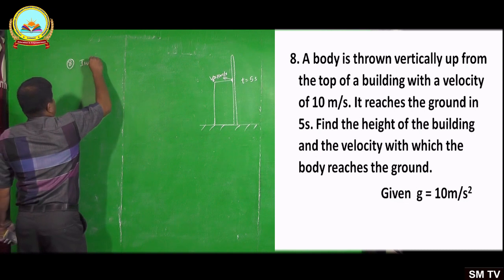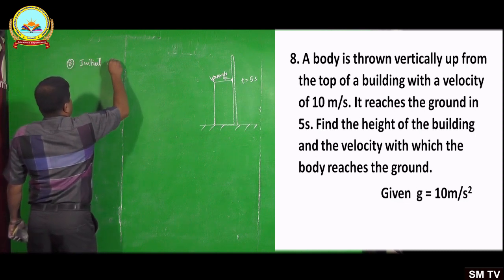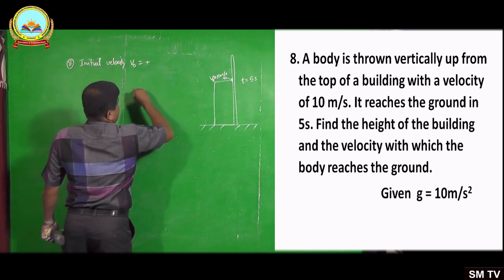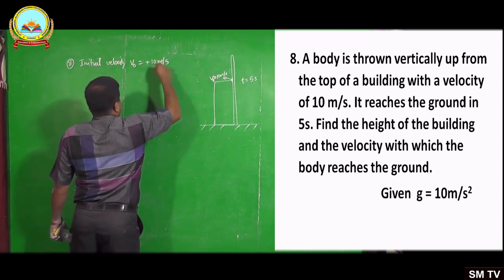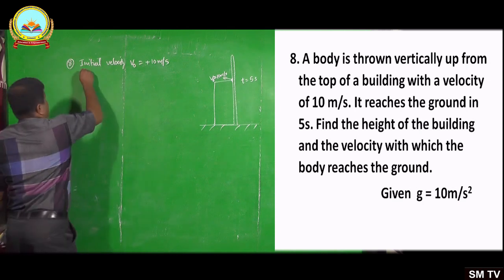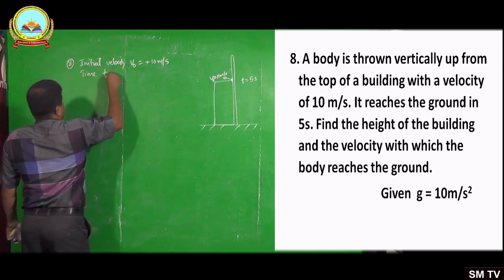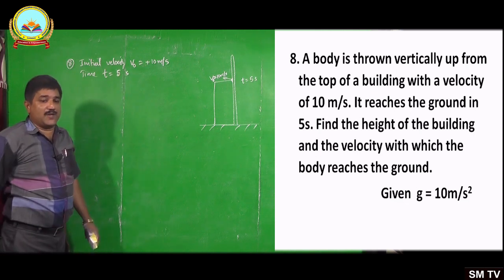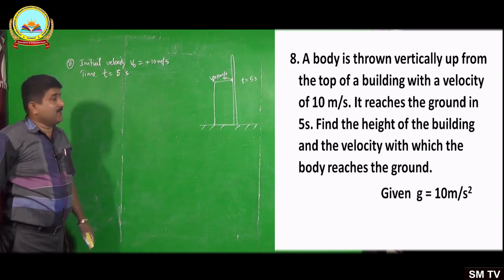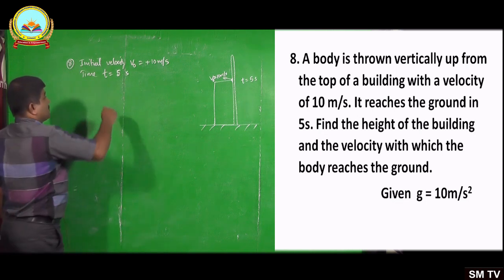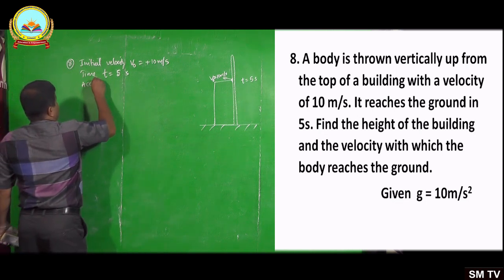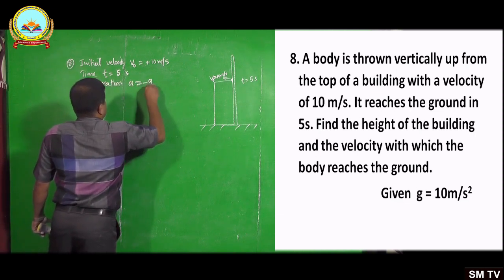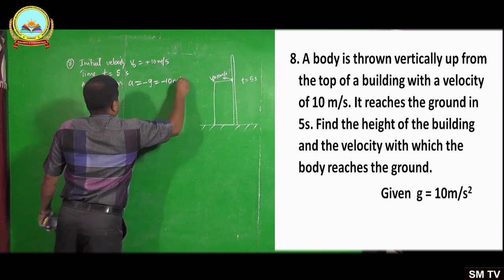Initial velocity: it is thrown upward from the top of the building. So initial velocity V0 we take as plus 10 meter per second, plus because it is thrown upward, and the time given is 5 seconds, t equal to 5 seconds. Then the next number given, the g value, is 10 meter per second square. So that means we can take acceleration a as minus g, equal to minus 10 meter per second square.